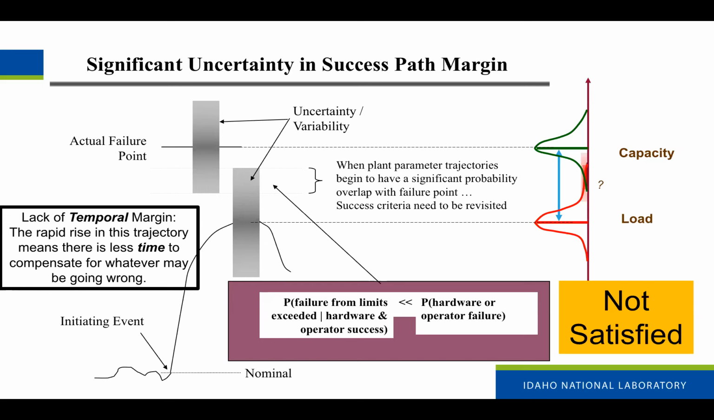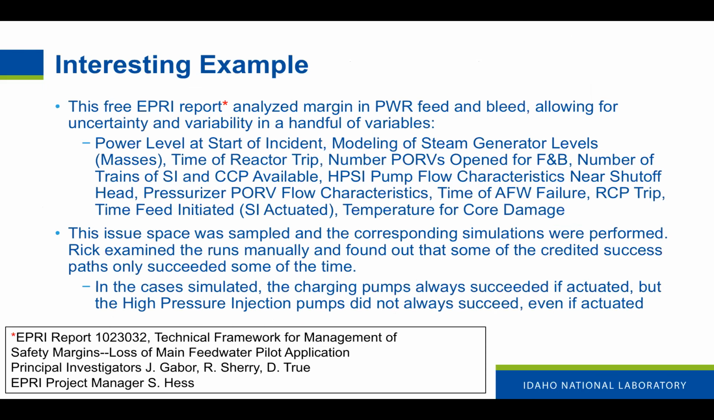So what they found in this report was that if you started charging pumps, which really are high head, then within the space of samples that they did, the charging pumps always worked, but the high pressure injection pumps didn't, but PRAs would typically credit them. So to me, that's just an interesting example of how margin needs to be thought about beyond the design basis.